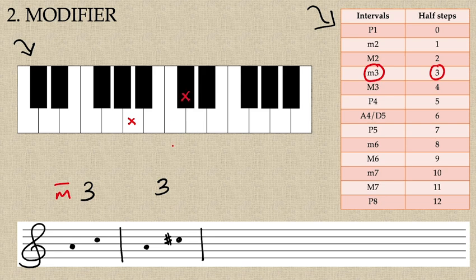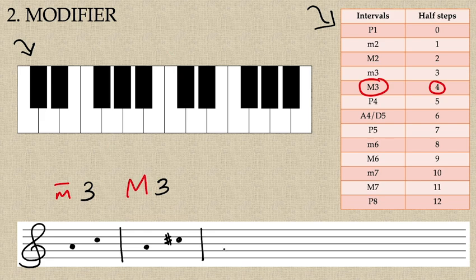Now we count the half steps. It's either going to be a minor or major third. First half step, second, third, fourth. So this third right here in between A and C sharp, there are four half steps. We know this is a third. There are four half steps. Then now we are sure this is a major third.